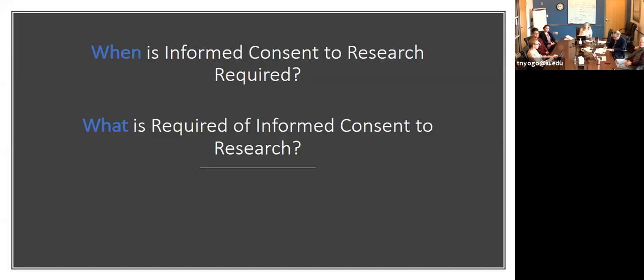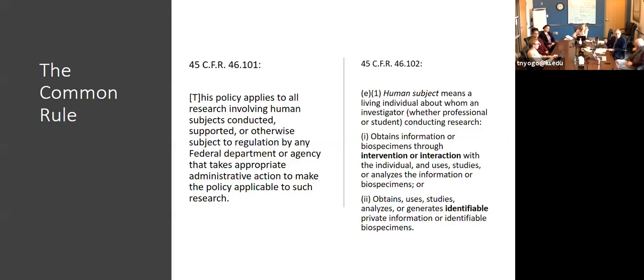And that answer is tied to these two big questions, which is, when is informed consent to research required? And then in the cases where it is, what is required of informed consent for research? So these are questions that are answered in the Common Rule. And so research consent is required anytime there is human subject research, defined in the Common Rule as research being done on a living individual involving the intervention or interaction or in which you obtain identifiable specimens or identifiable private information.